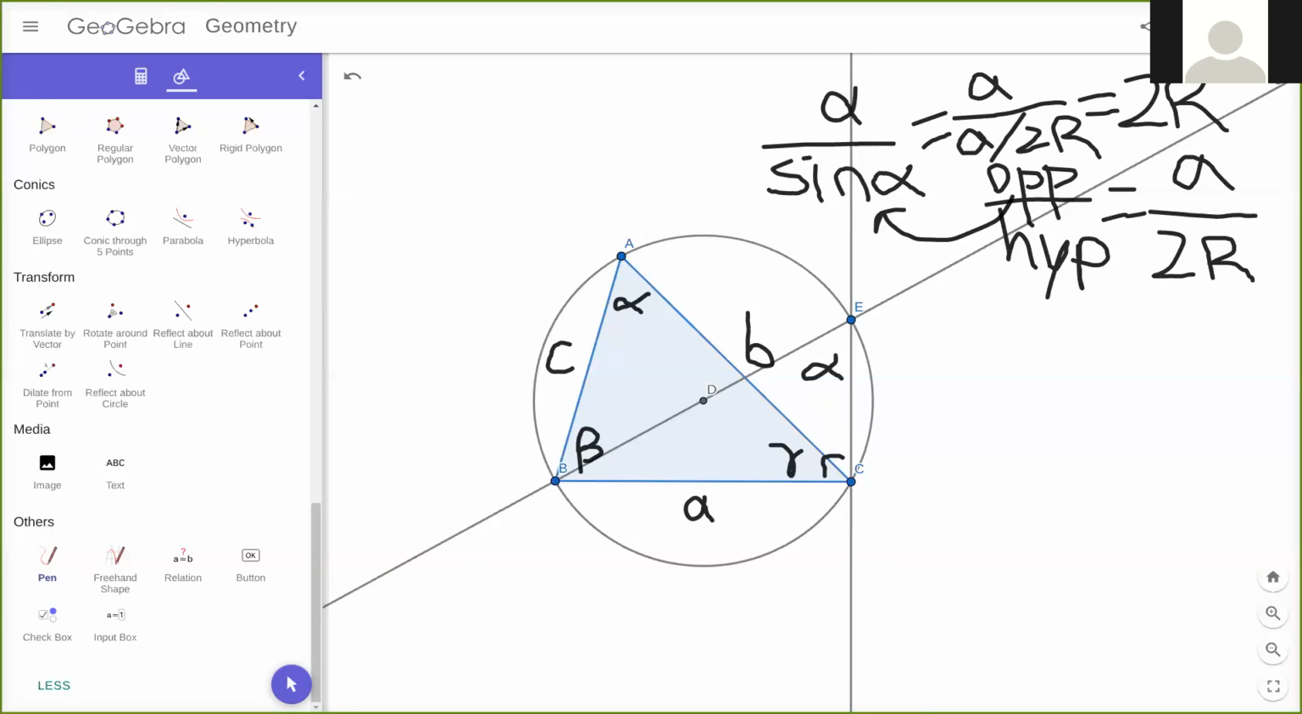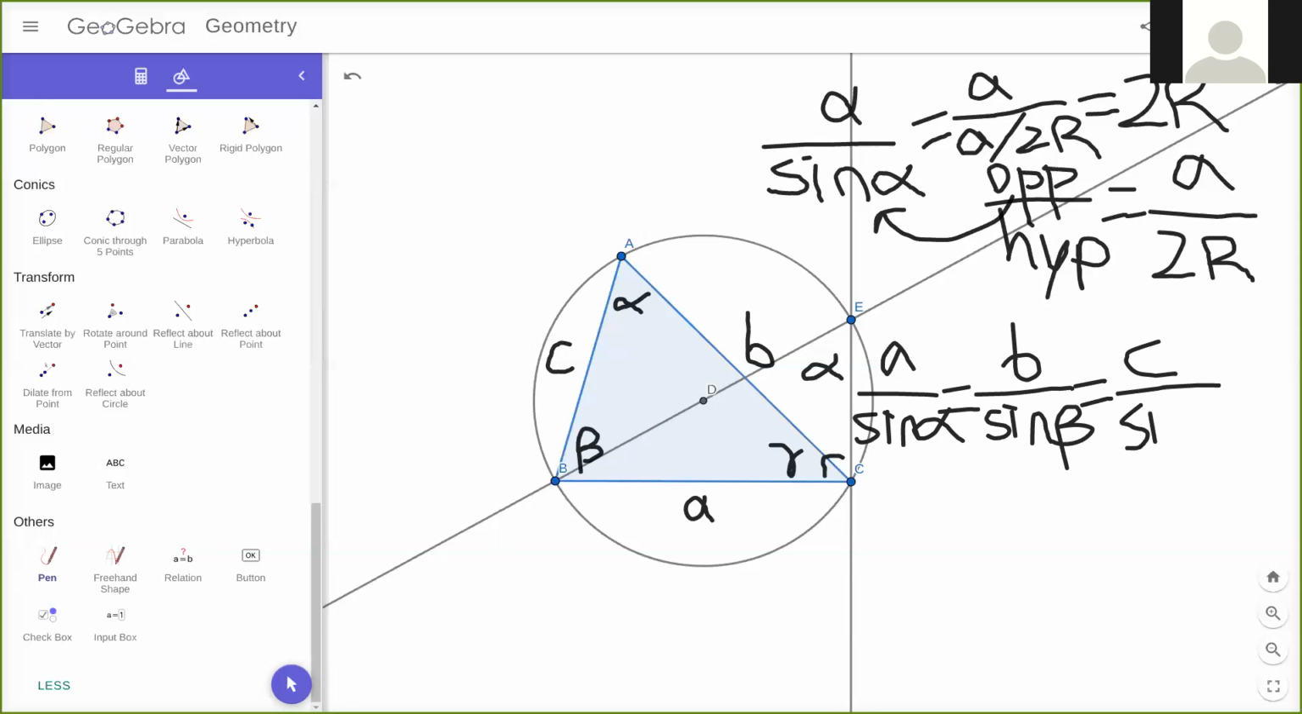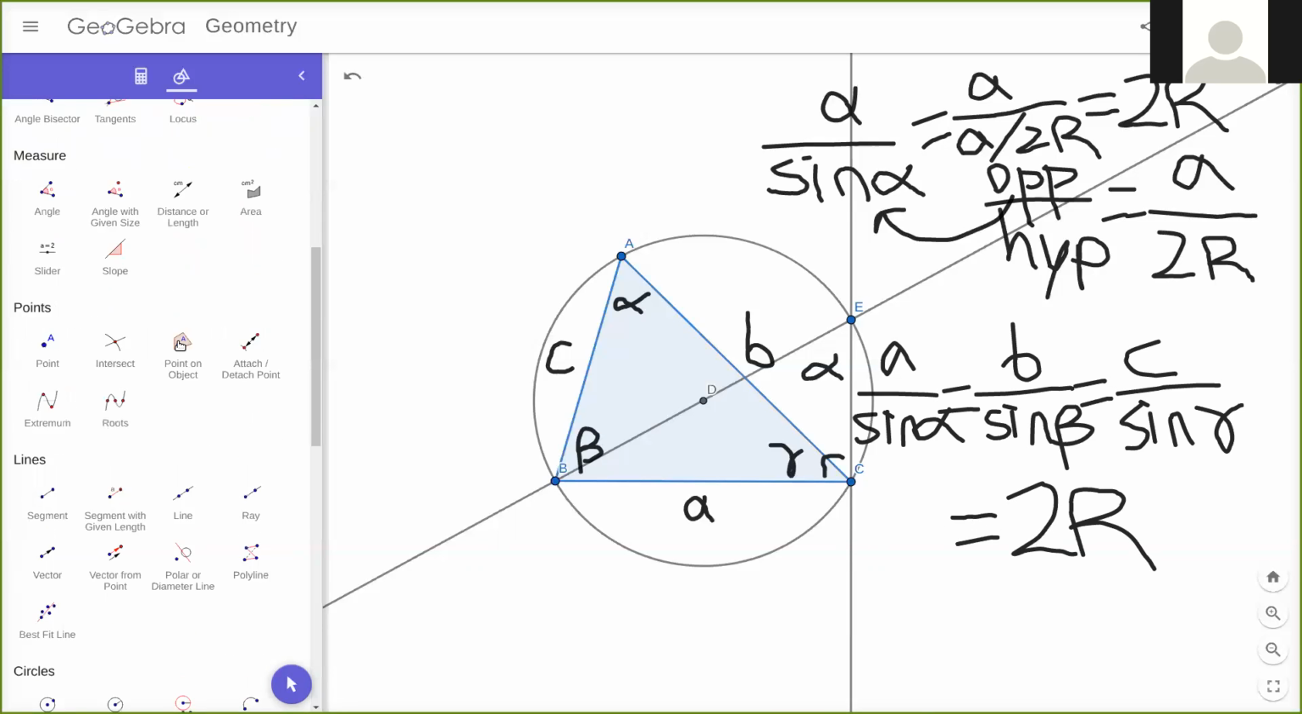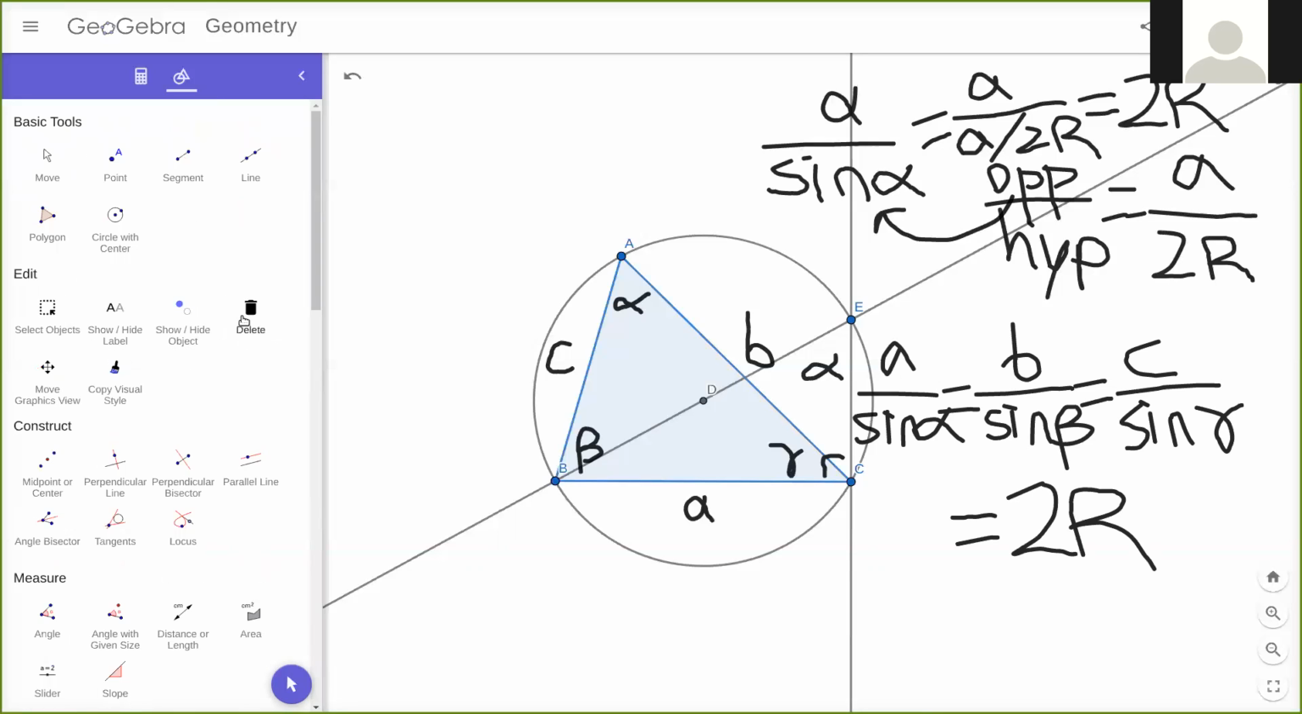Similarly, what do we have for the other sides and angles? A over sine alpha, B over sine beta. So we have A over sine alpha equals B over sine beta equals C over sine gamma, all equal to 2R. This is the law of sines. And so we can use this to create not exactly a simpler form, but a trigonometric form of Ceva's theorem.